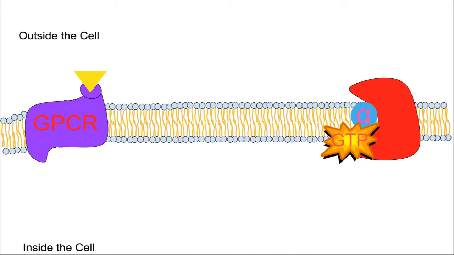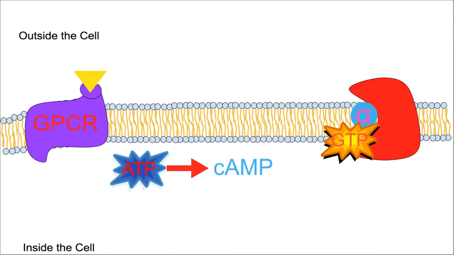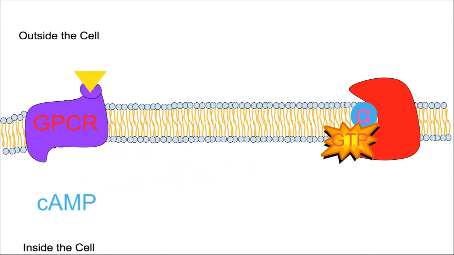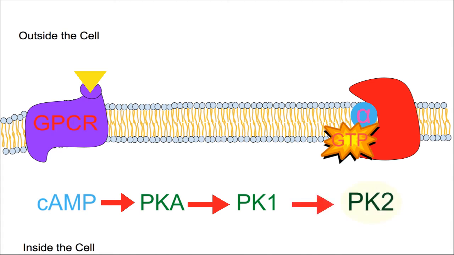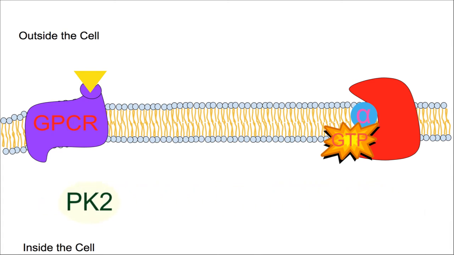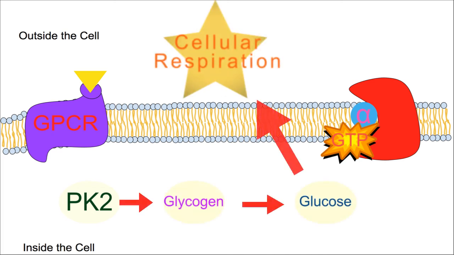In this example, when the adenylyl cyclase enzyme activates, it uses ATP to produce the second messenger cyclic AMP, which activates protein kinase A. This causes a phosphorylation cascade in which protein kinase A would activate protein kinase 1, which phosphorylates protein kinase 2. Finally, protein kinase 2 would break down glycogen into glucose that could be used for cellular respiration for increased movement in the fight or flight response.